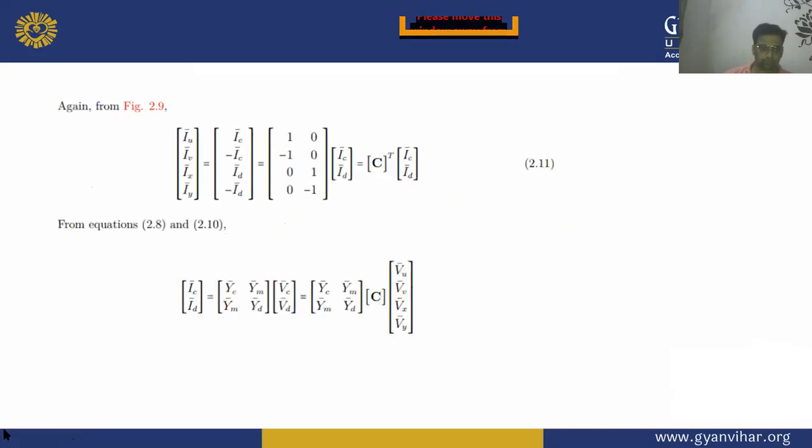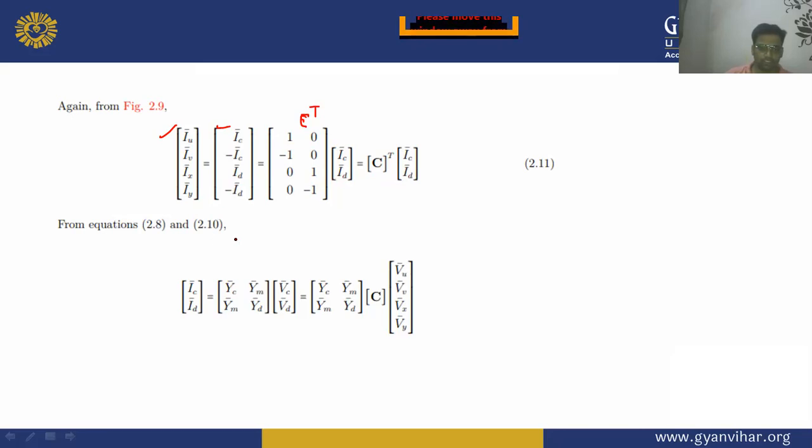Perfect. Now again from this figure, when I substitute the current values, that is your IU, IV, IX and IY, into the vector form of IC and ID, then I will be getting it as this one. This is your C matrix. This is the C matrix transposed of the previous one. We will be getting this one. So I can write it as C transpose IC and ID.